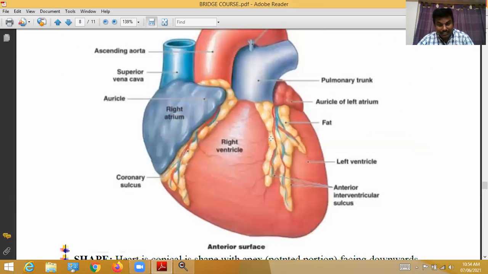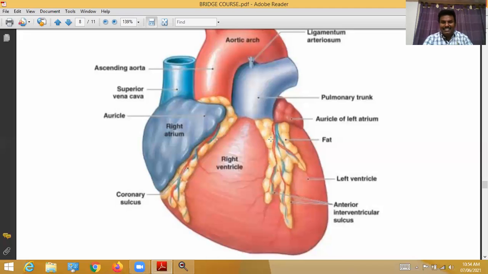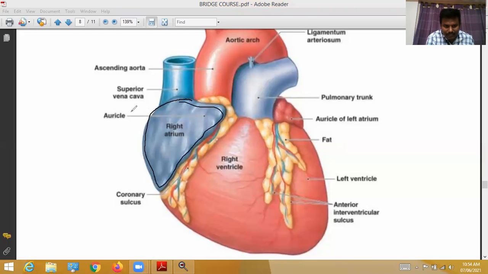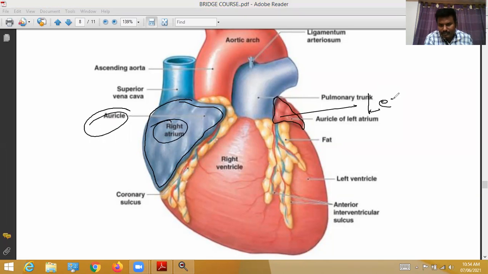This is the external features of the heart. In the external features, the auricles we can clearly see. This is the right auricle, and this is the left auricle. The left auricle is always smaller than the right auricle. The partition we cannot see in the external features, but internally it will be there like this.